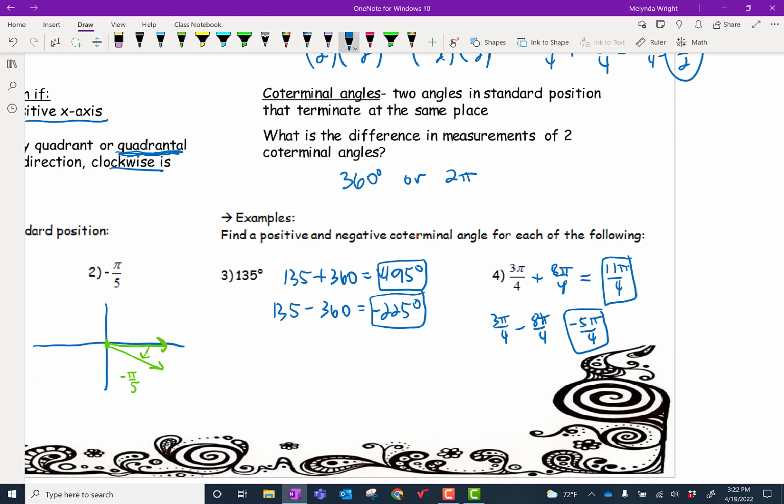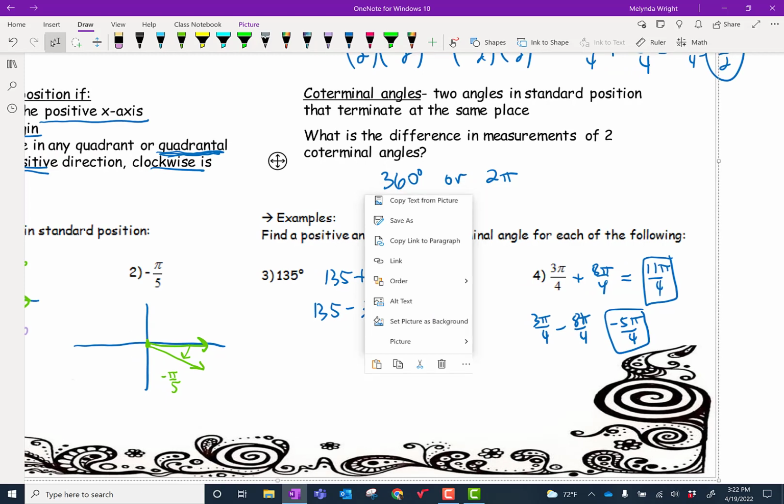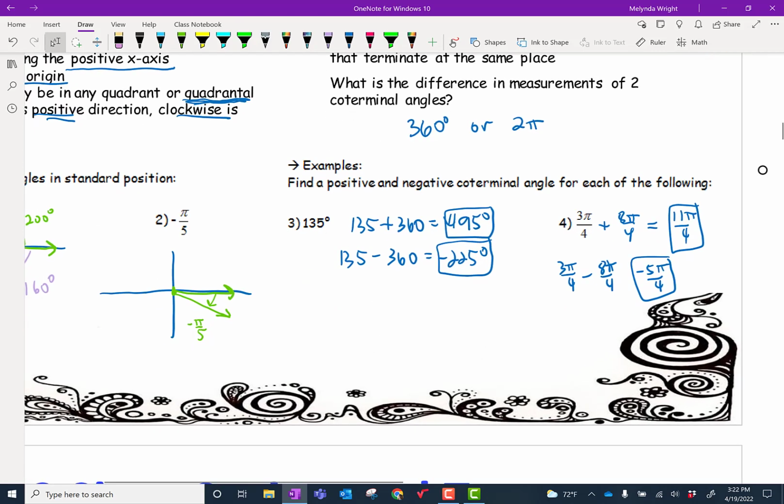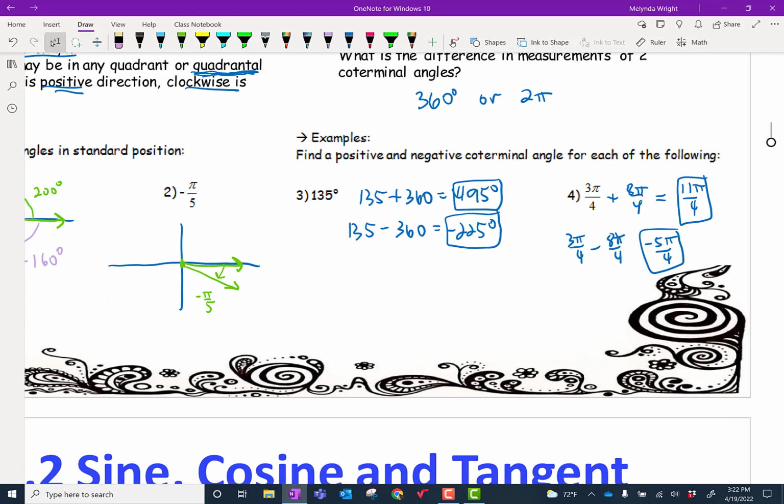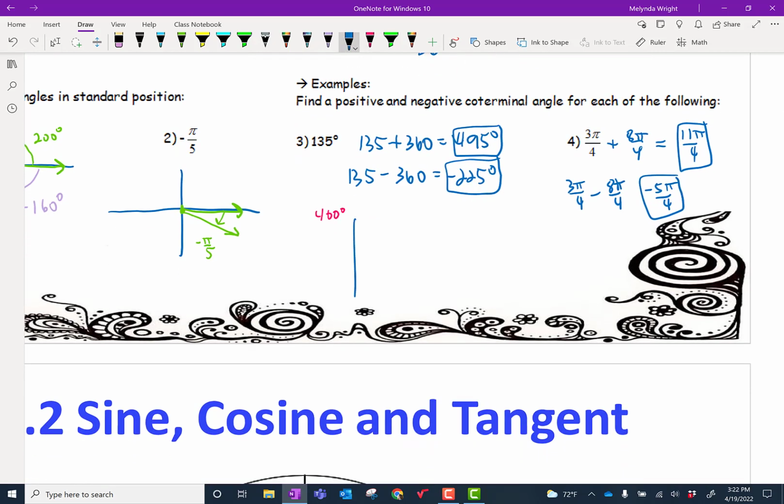One other thing that I want to show you, we haven't talked about multiple rotations, but let me just give you an example. Let's say we wanted to draw in standard position, 400 degrees. Let's say we wanted to draw that. What would that look like? Okay, so 400 degrees, we start here, we go all the way around 90, 180, 270, 360. That's not enough, is it? I got to go a little bit further.